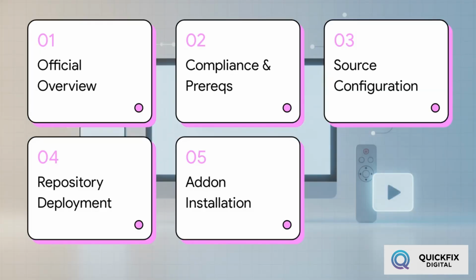Okay, so here's our game plan for today. We're breaking down this whole deployment procedure into 3 main implementation phases. We'll start with a quick overview, knock out our compliance and prerequisites, and then move sequentially right through source configuration, repository deployment, and finally, the actual add-on installation.